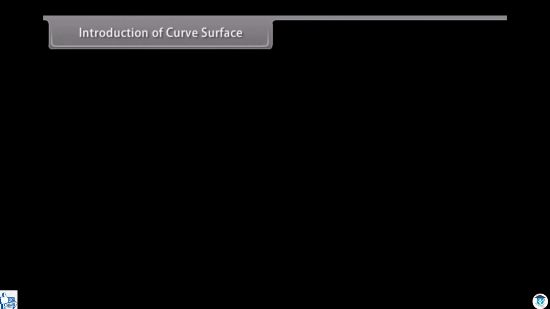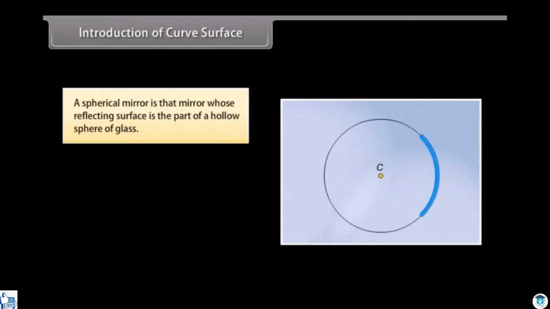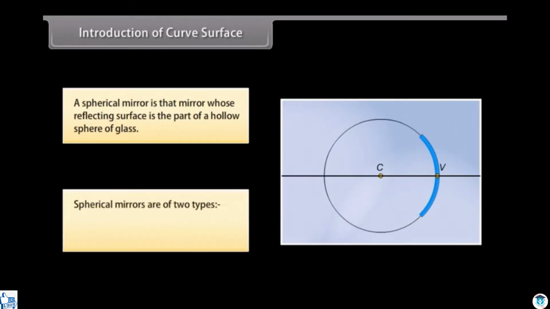Introduction of curved surface. A spherical mirror is that mirror whose reflecting surface is the part of a hollow sphere of glass. Spherical mirrors are of two types: concave mirror and convex mirror.